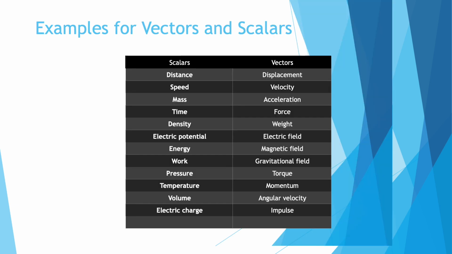Examples for vectors and scalars. Here two columns are given. One column consists of some of the scalar quantities and another column consists of some of the vector quantities. Scalar quantities are listed as distance, speed, mass, time, density, electric potential, energy, work, pressure, temperature, volume, and electric charge. Vector quantities are displacement, velocity, acceleration, force, weight, electric field, magnetic field, gravitational field, torque, momentum, angular velocity, and impulse.